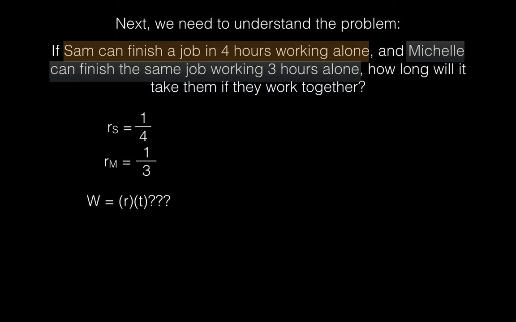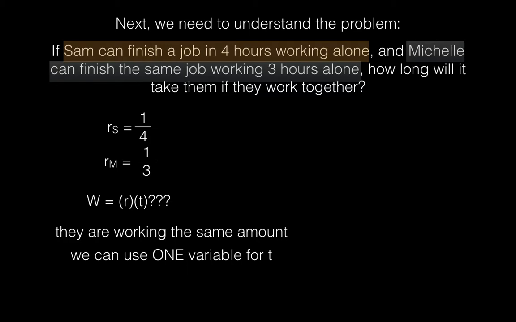We know that work is equal to rate times time. So the question is, if they are working the same amount, do we need a T for Sam and a T for Michelle? No, because you can just use T. So again, we need an R for S, a rate for Sam, because Sam's rate is different than Michelle's rate. But they are both working the same amount of time, because once one finishes, both are finished.